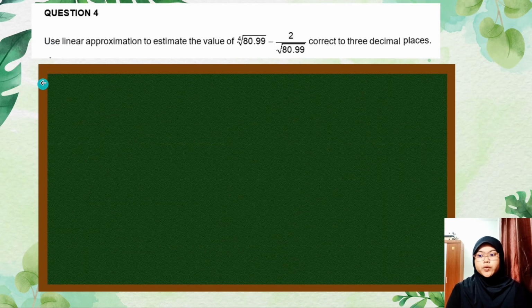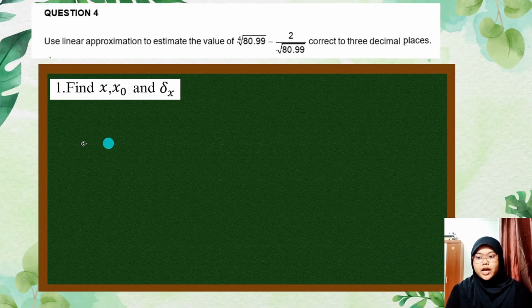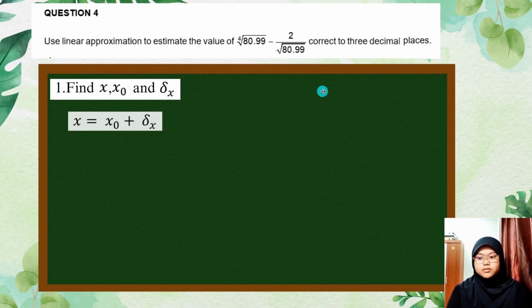For question 4, we're going to use linear approximation to estimate the value of the fourth root of 18.99 minus 2 over square root 18.99, correct to 3 decimal places. So for the first step, we're going to find x, x naught, and delta x. x is equal to x naught plus delta x. This is a formula that we can use to get x, x naught, and delta x.